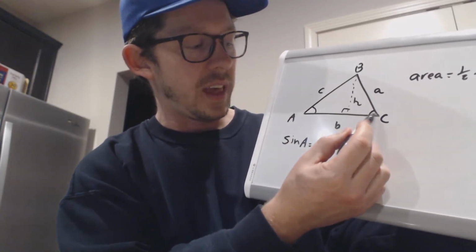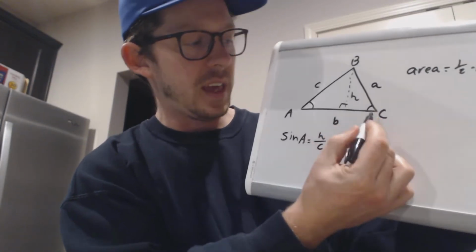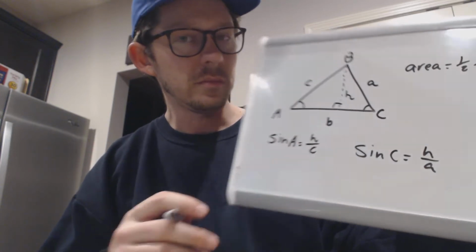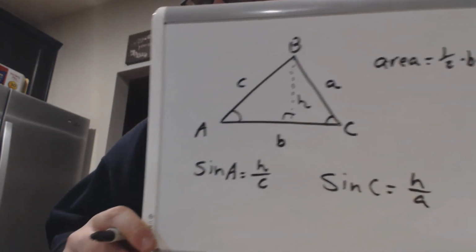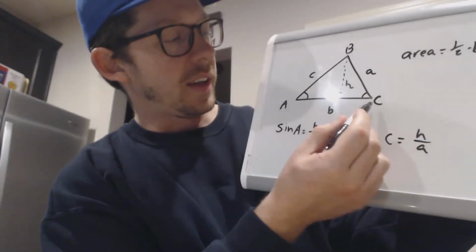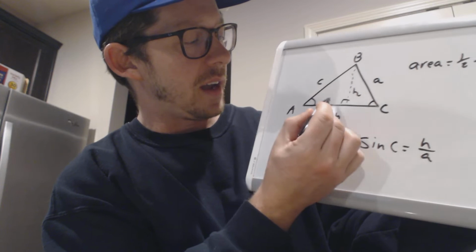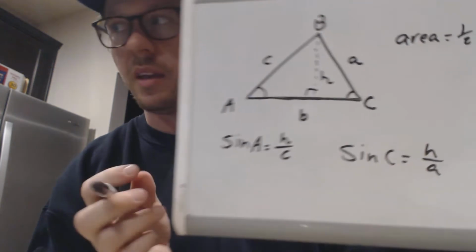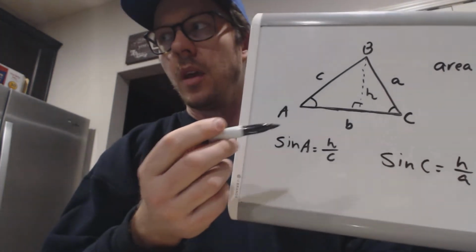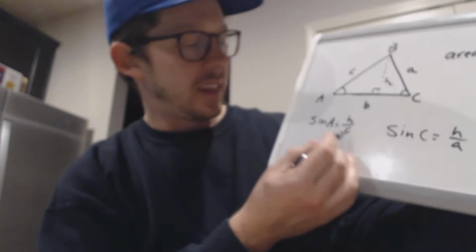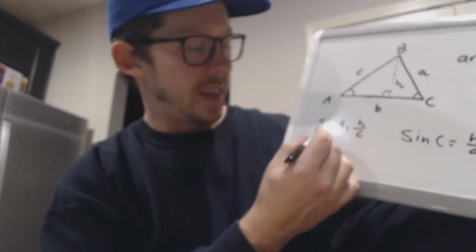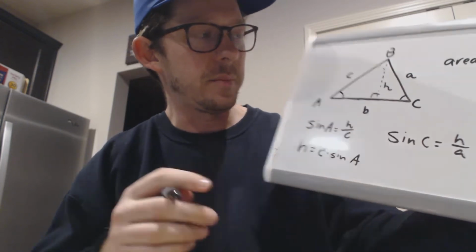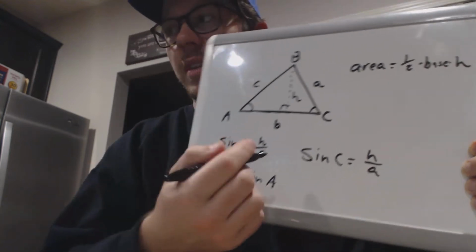I could say something similar for C: the sine of C equals H over A, right? Conveniently, if you look at this triangle, the base is actually side B. It just happens that we use lowercase b for the length of the base. If I took this formula and isolated H, I would just multiply the C over, so H equals C times the sine of A.